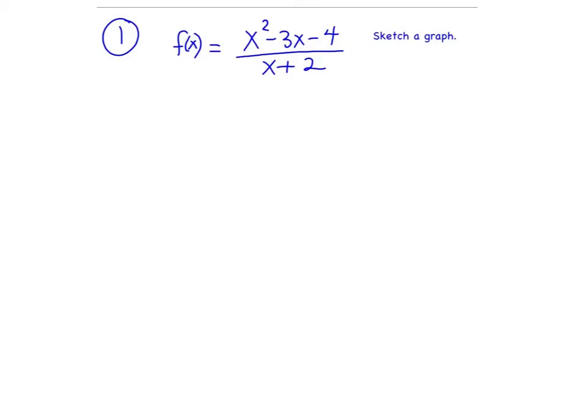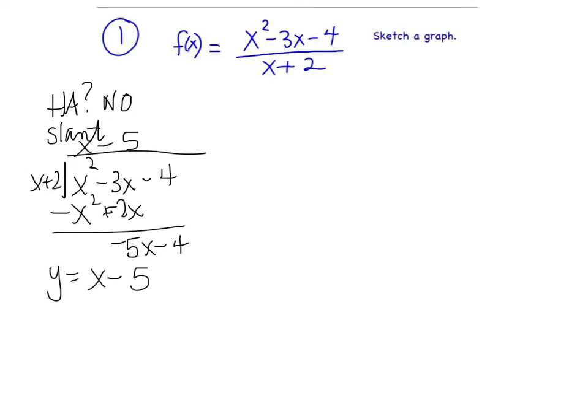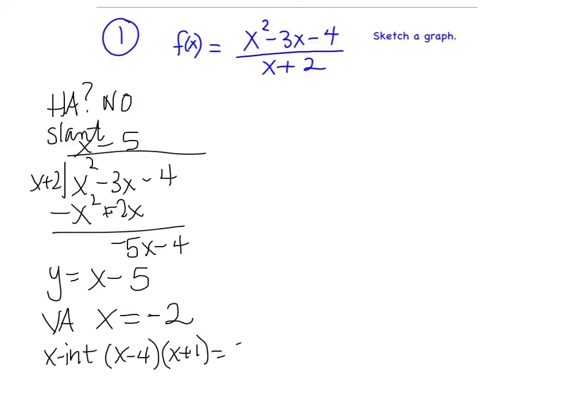All right, we're going to try this one more time, only this time we're going to actually sketch it. So we ask, horizontal asymptote? No, but it does have a slant. So I'm going to do x squared minus 3x minus 4 divided by x plus 2. So I have x squared plus 2x, subtract, negative 5x minus 4 minus 5. So there's a slant asymptote at y equals x minus 5. We have a vertical asymptote at x equals negative 2. And then we have x-intercepts. Taking the numerator, this would be x minus 4, x plus 1 equals 0. So I have x-intercepts at (4, 0) and (negative 1, 0).